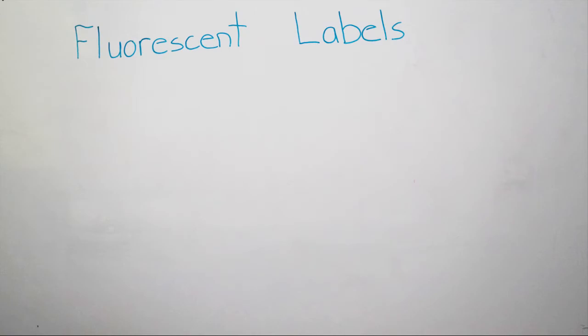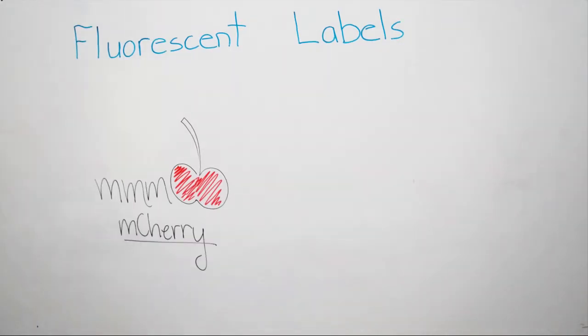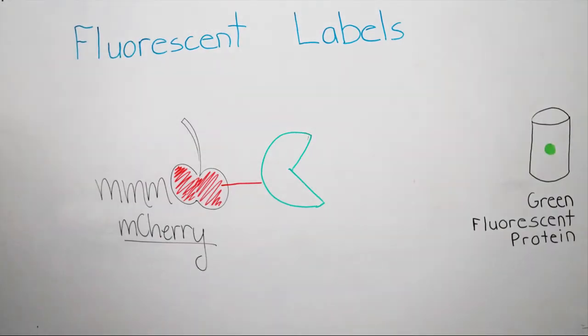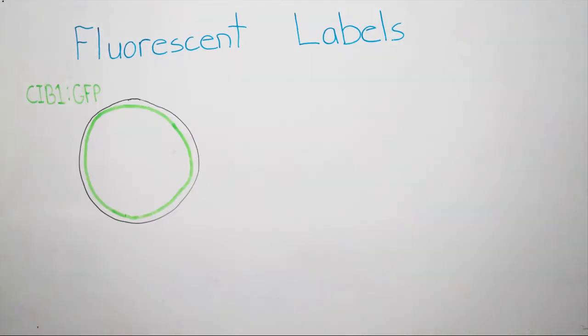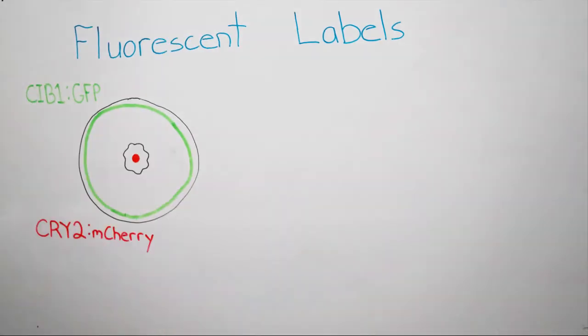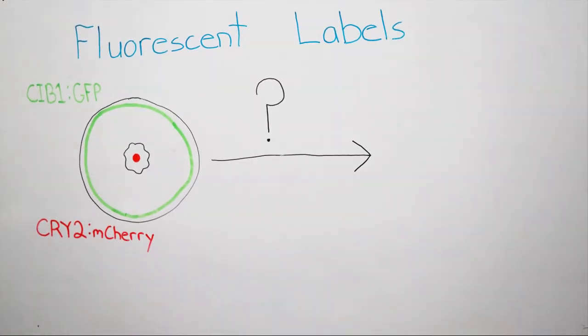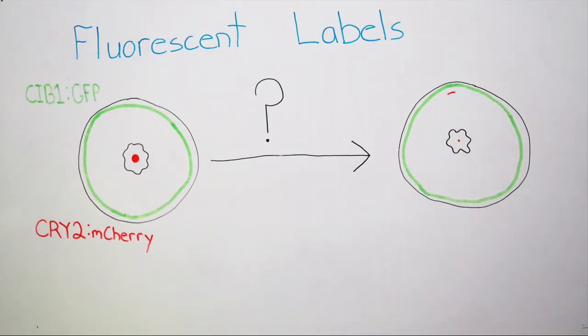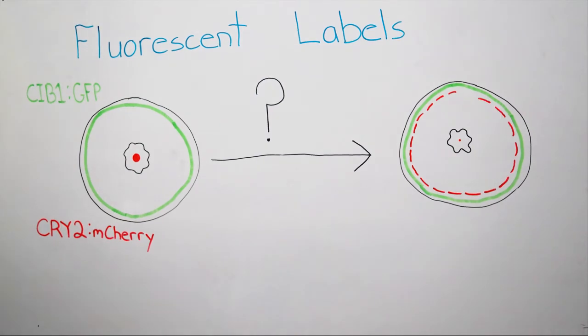In this experiment, a red molecule, aptly named mCherry, was bound to Cry2, and a green molecule, aptly named green fluorescent protein, or GFP, was bound to CHEM1810. CHEM1810 was localized at the cell membrane, and Cry2 was localized in the nucleus. So when light shines, what would we expect to see? Right, we'd expect to see the red move toward the green, and we would see it spread and move outward toward the cell membrane. And that's exactly what happened.